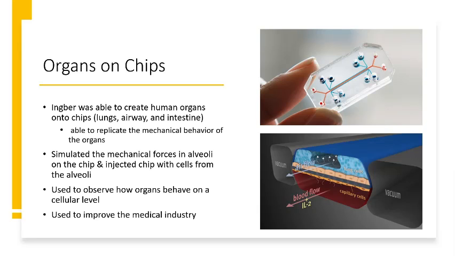The picture on the top right is what the lung chip looks like and its size. The picture below shows the cross-section of the lung chip. The vacuum slots on the side create the mechanical forces that are similar to the alveoli in the human lungs. He then injected the chips with cells from the alveoli, like the lung and capillary cells. The chips can then be connected to tubes that would simulate blood flow.